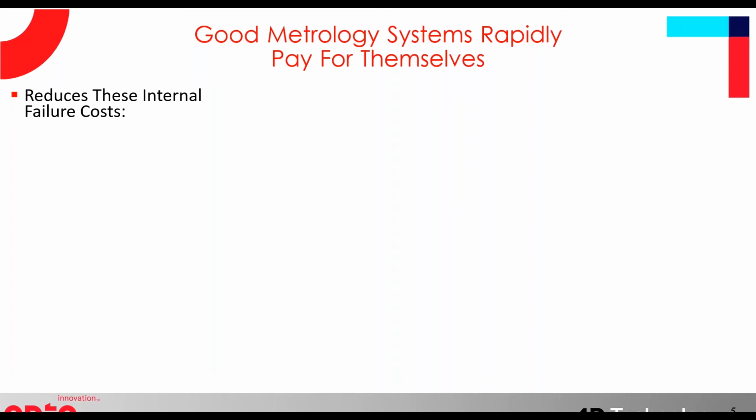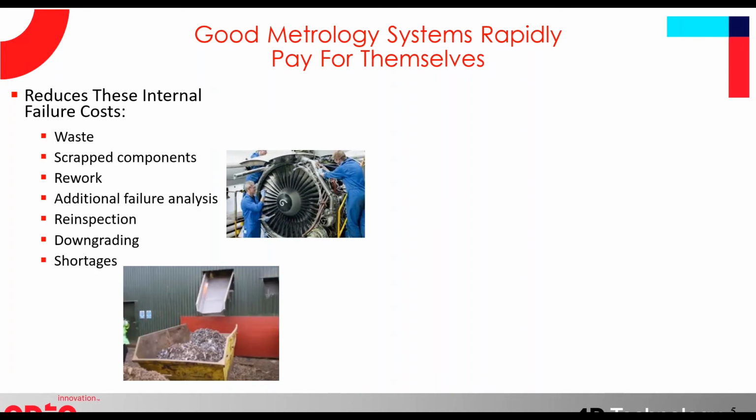One is internal failure costs, and these are things like waste, scrap, rework, the time it takes to reinspect parts, failure analysis. Some parts get binned and downgraded if they have flaws. And maybe most importantly, reducing part shortages. So particularly, say in aviation maintenance, part shortages are the number one driver of turnaround time. So if you can save more parts, you can reduce turnaround time and again improve satisfaction as well as profitability.